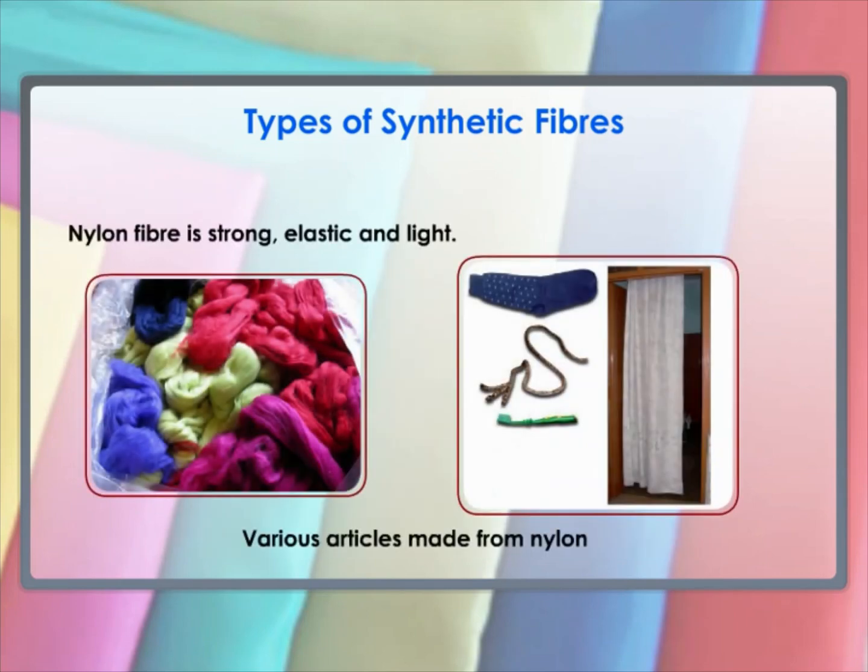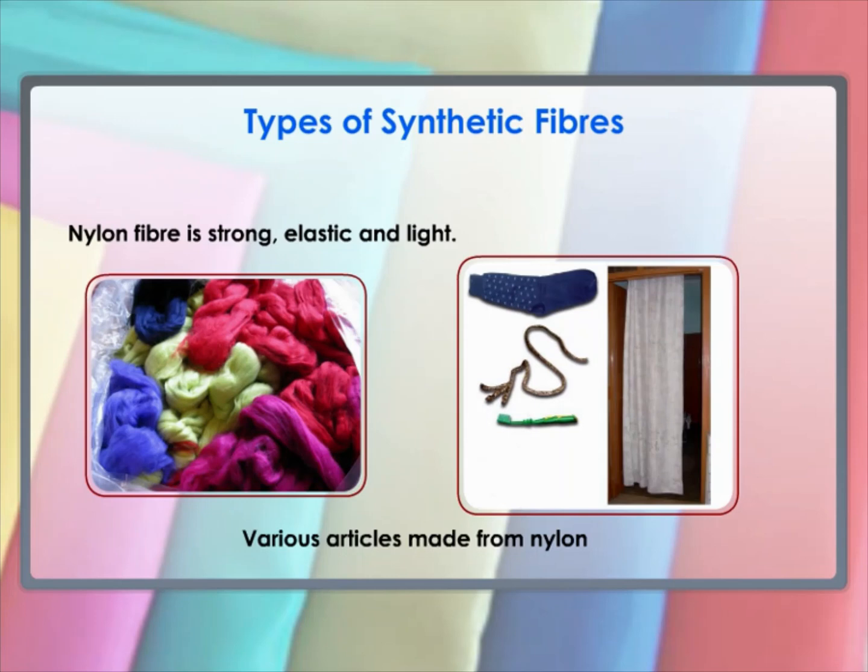Let's move to nylon. Nylon is another man-made fiber. In 1931, it was made without using any natural raw material from plant or animal. It was prepared from coal, water, and air. It was the first fully synthetic fiber. Nylon fiber was strong, elastic, and light. It was lustrous and easy to wash, so it became very popular for making clothes.